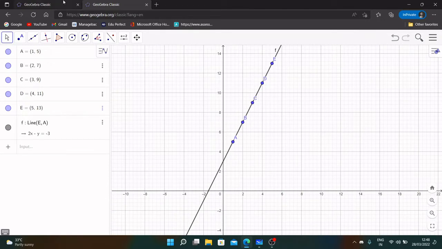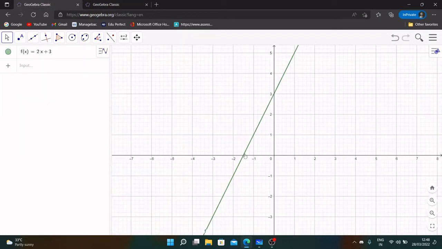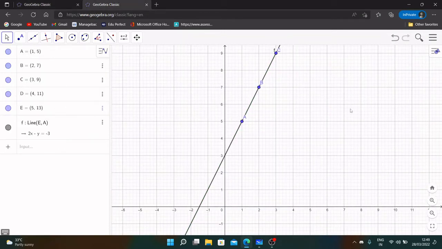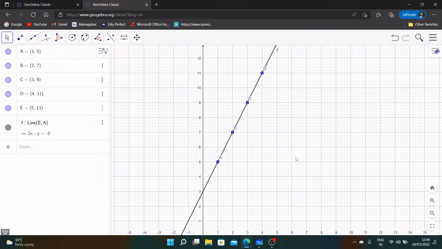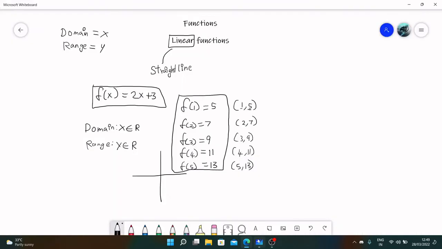This gives us the same line. We know that because the y-intercept is the same and the x-intercept is also the same. Now if you're going to ask me why does this equation have such a tilt, it's just slope. It's the values that you're getting. So you can see that as your input is increasing by 1, your output is increasing by 2.